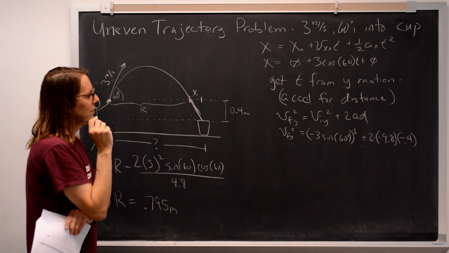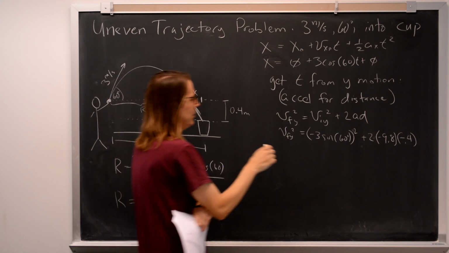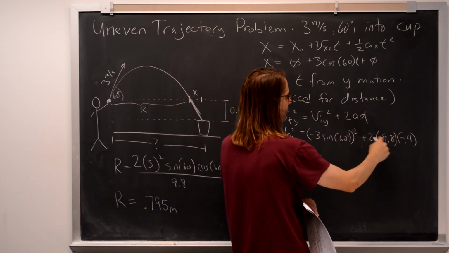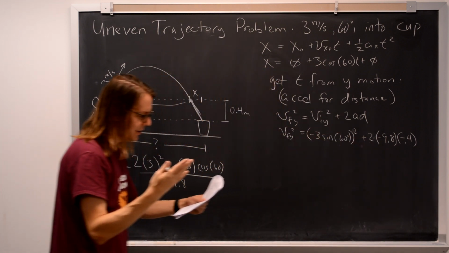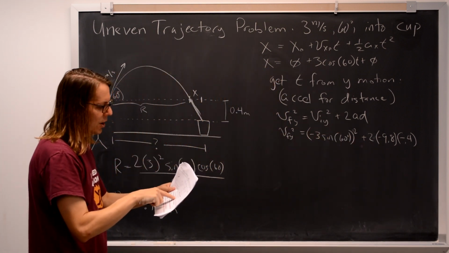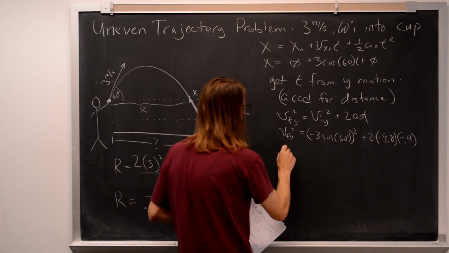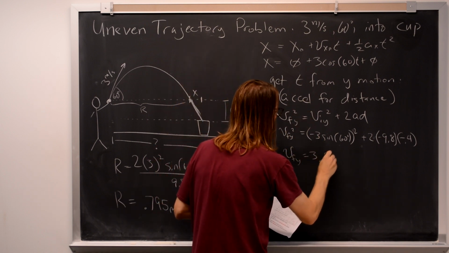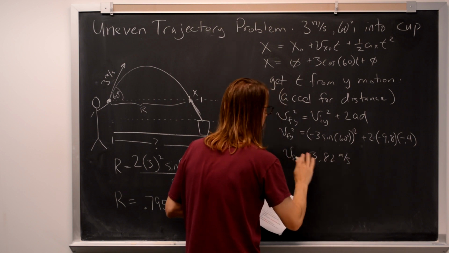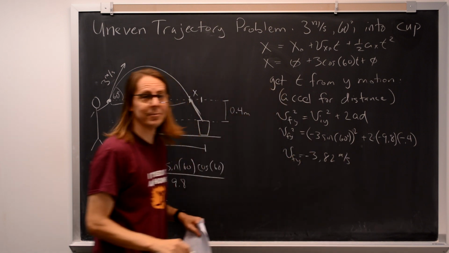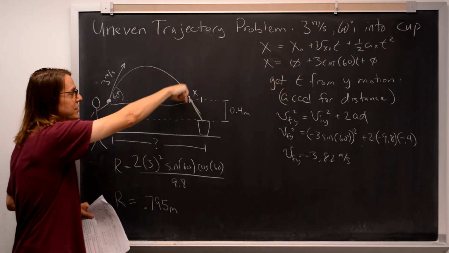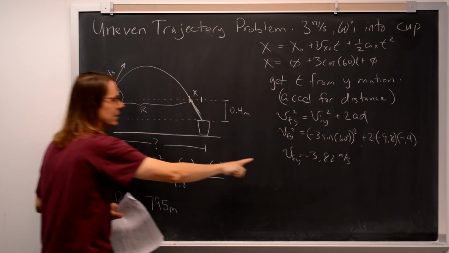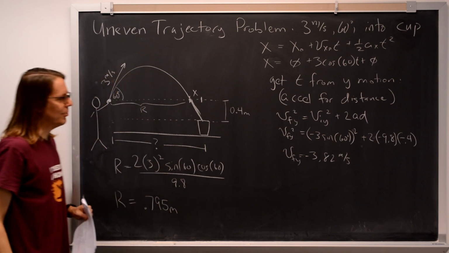Okay, so this number is positive because we squared it, and this number is positive because we have 2 negatives there. In the end, once you take the square root and everything, the final velocity in the y is 3.82 meters per second. Technically, it's negative because it's down. It was initially down at negative 3 sine 60 degrees, and then it sped up because it accelerated, and it got up to minus 3.82.